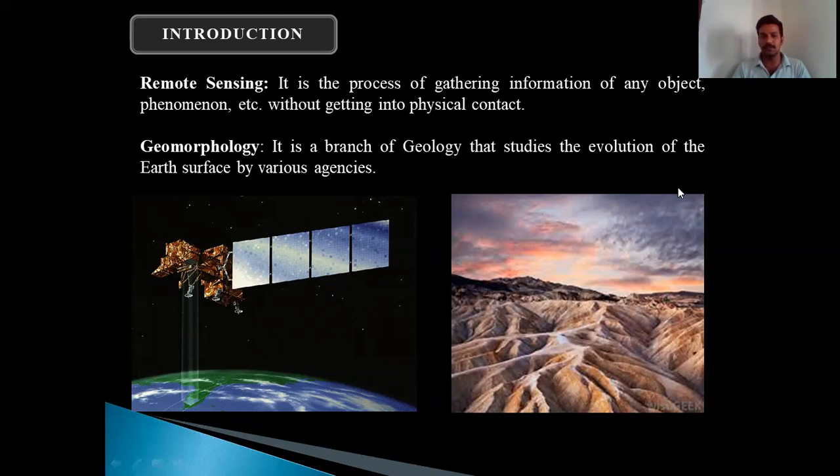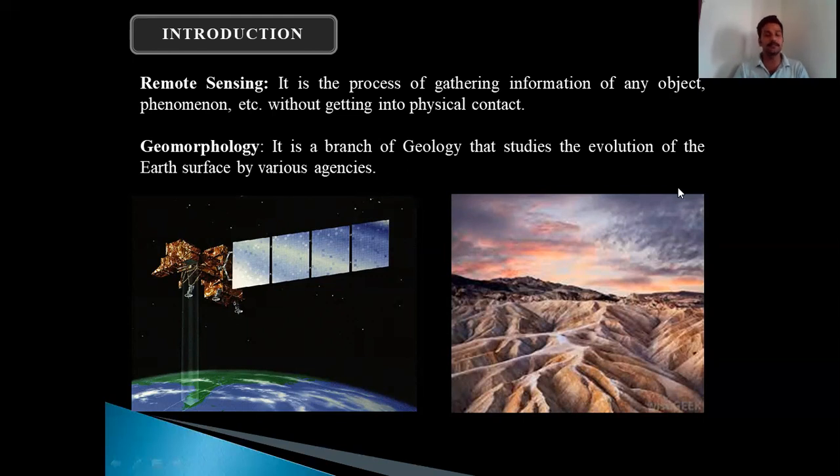Then we are going to see geomorphology. It is a branch of geology that studies the evolution of the Earth's surface by various agencies. As we have already seen, the various agencies are active on the Earth's surface since our semester one. But their applied part, meaning the resultants of the processes conducted or executed by these agencies, comes under geomorphology.